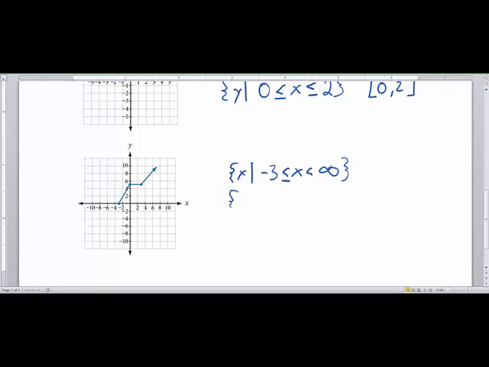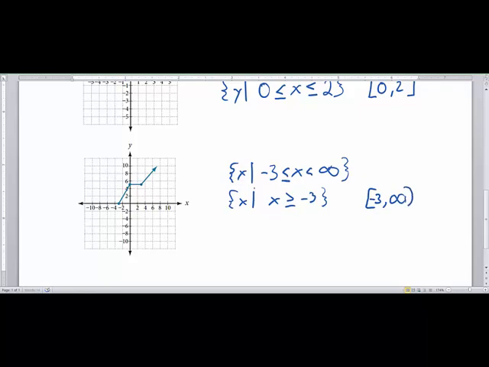You could also write it this way. x is greater than or equal to -3. This is probably the way I would prefer it, because it leans right into your interval notation that starts with a hard bracket at -3 and then goes to infinity with a soft parenthesis.